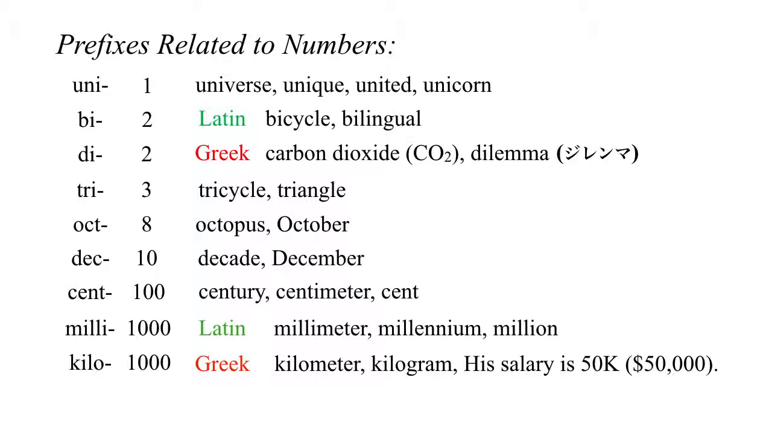Now, okay, you might be looking at this list and thinking, wait a minute, you just said that oct means 8, like in October, and dec means 10, like in December, but October is the 10th month of the year, and December is the 12th. It doesn't fit. It doesn't make sense. Well, there is a reason for that.